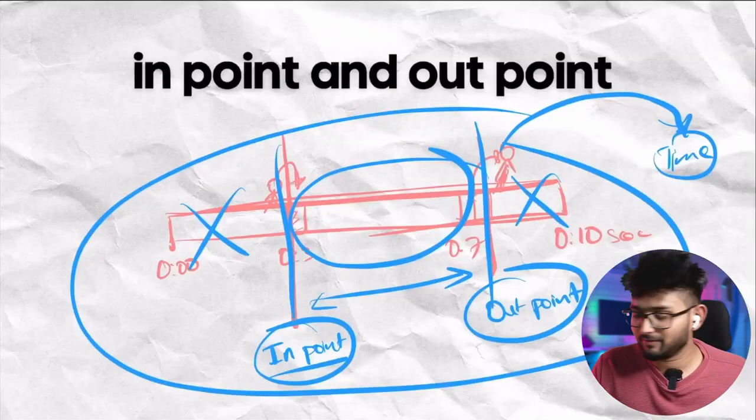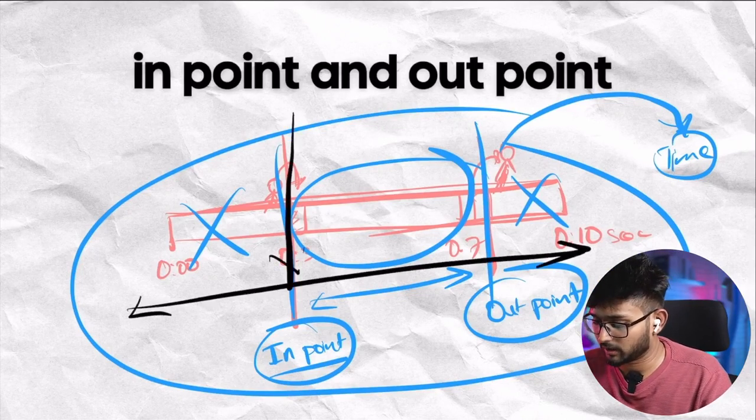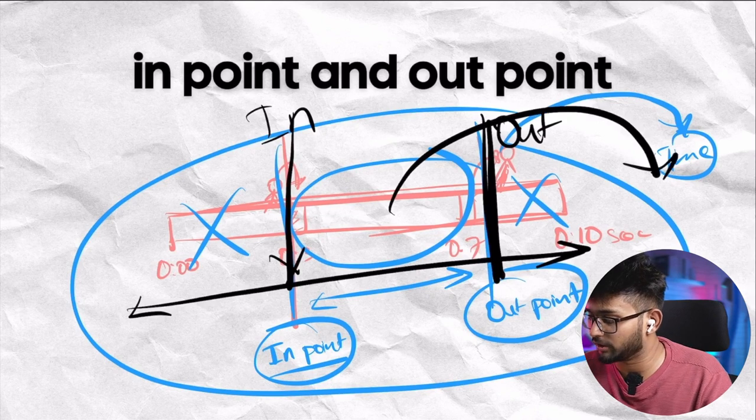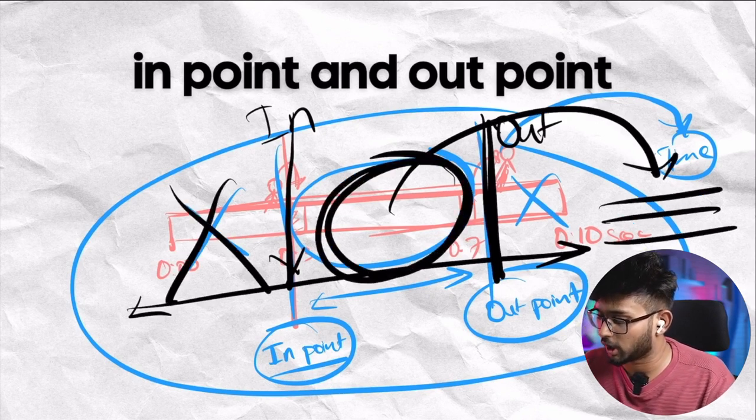Imagine we have a footage of 10 seconds duration. If I create a mark in point here, the in point, and imagine I create the mark out point here, the out point, and then I drag it onto the timeline, I'll only be getting this part. I'll not be getting this, I'll not be getting this.